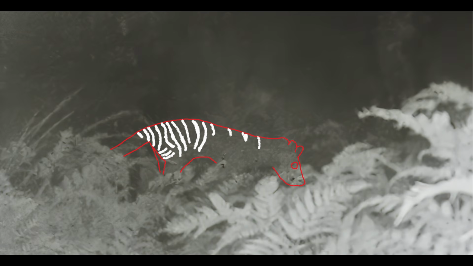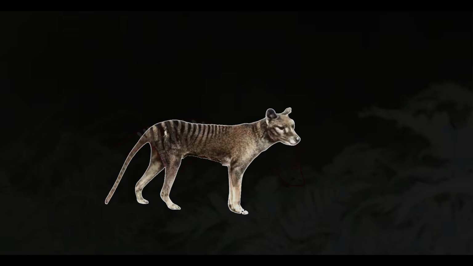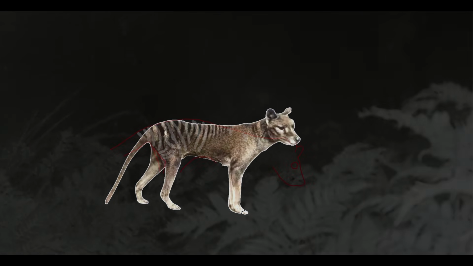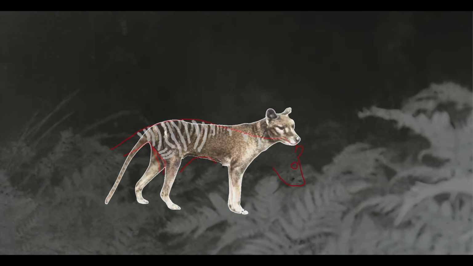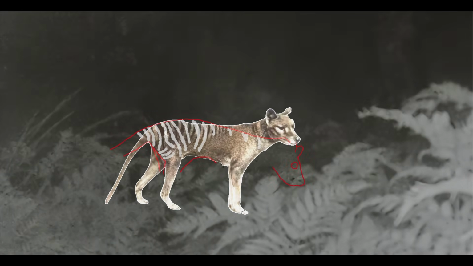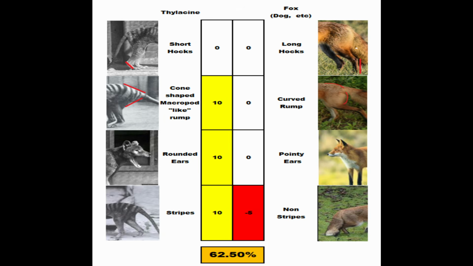Next I'm going to superimpose a well-known thylacine image over the animal, just to see if proportionally they fit. And yes, the animal is proportionally very similar. So, in conclusion, is this animal in the 5 infrared images a thylacine? Let's go through a simple checklist.